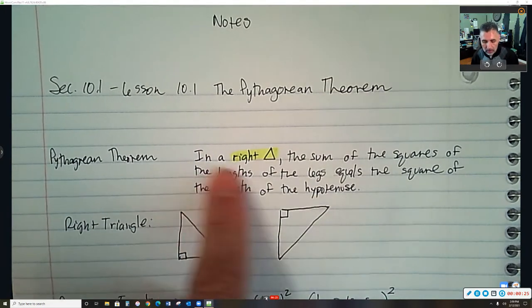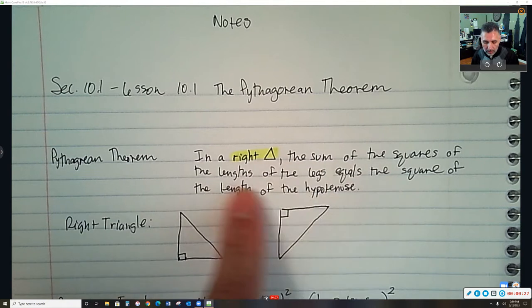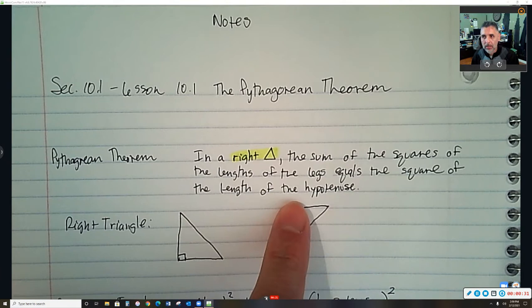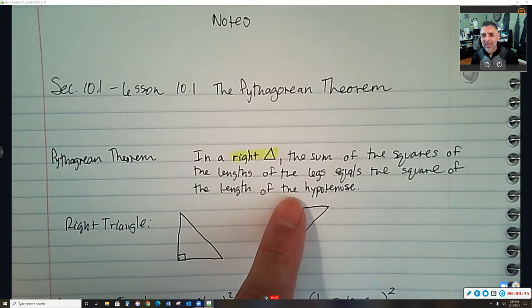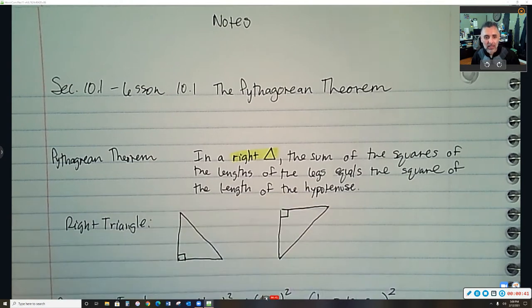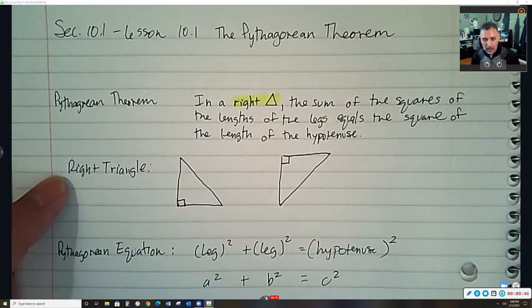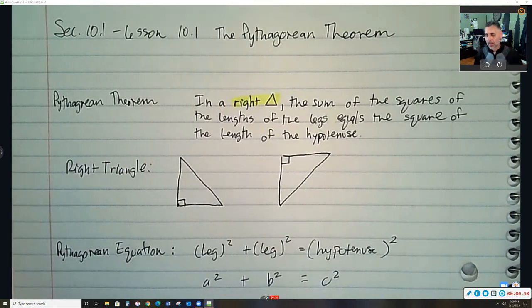It says, in a right triangle, the sum of the squares of the lengths of the legs equals the square of the length of the hypotenuse. Now that seems like a lot, and to be honest, I'm going to show you something simpler than this in a second, but that's what the theorem says. Because it just deals with right triangles, you do need to be able to identify what are the legs and what is the hypotenuse.